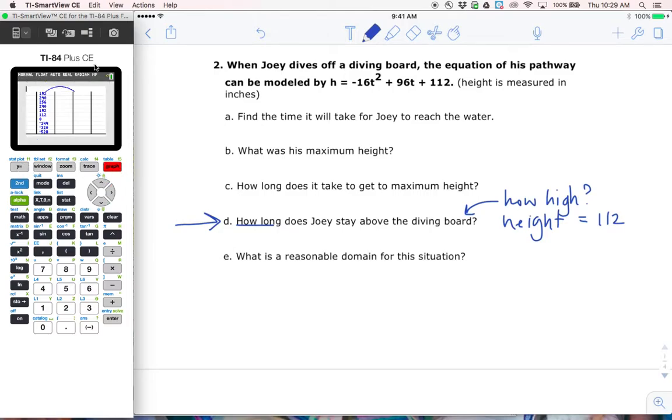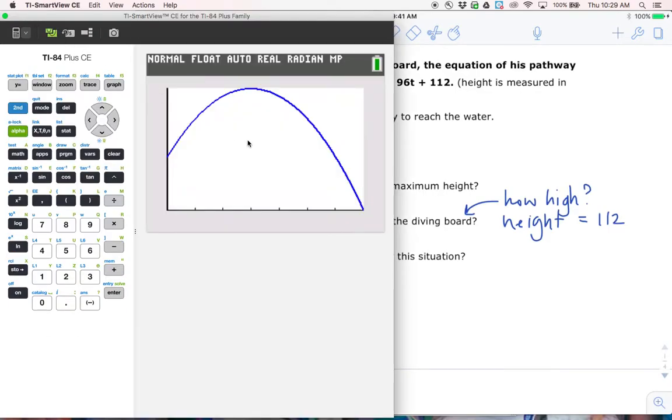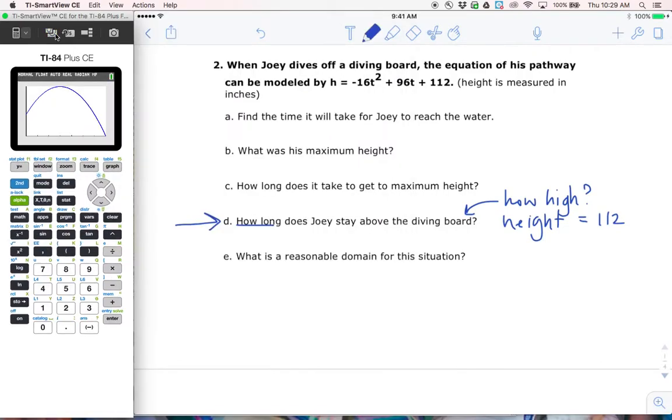Okay, again, take a look at your graph. We're talking about how long is he going from here to about here. This is about 112. So how long is he above the diving board? Well, let's count. 1 second, 2 seconds, 3 seconds, 4 seconds, 5 seconds, 6 seconds. So it looks like about 6 seconds. Now, I would be hesitant to answer that on a test because of how I figured that out. I was just kind of eyeballing it.